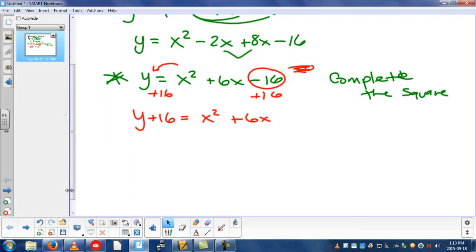Now, I need to complete the square, which means I need to add something perfect to both sides. This is, again, a big piece of the description. How do you know what to add? Well, what I'm going to do is I'm going to take half of the 6.